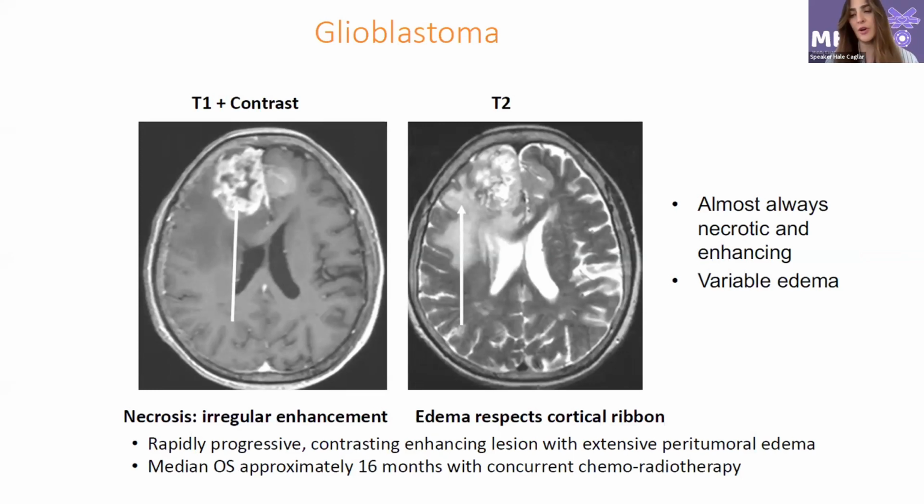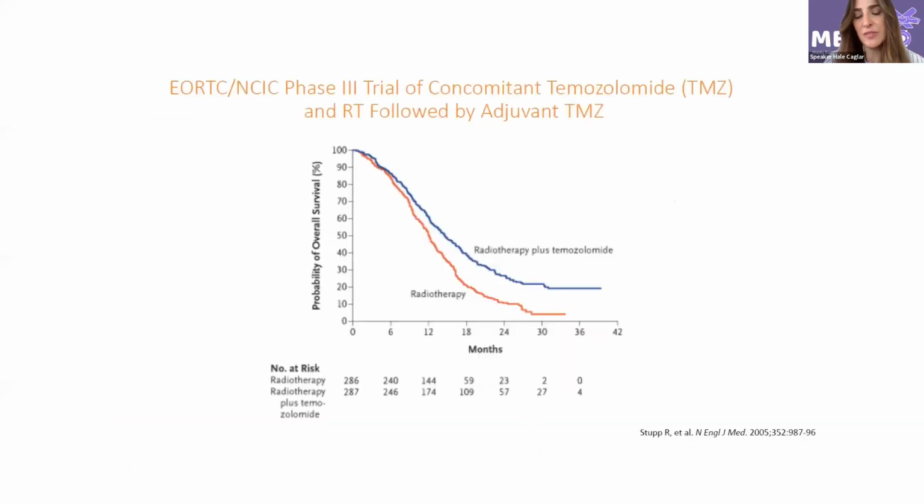glioblastoma. This is another molecular subgroup of patients which has a poor prognosis and a worse overall survival, with more radiological effects. Obviously, we know this very well. This is the standard Stupp trial, where the addition of concurrent temozolomide to standard radiation therapy and the addition of 6-month adjuvant temozolomide became the standard.